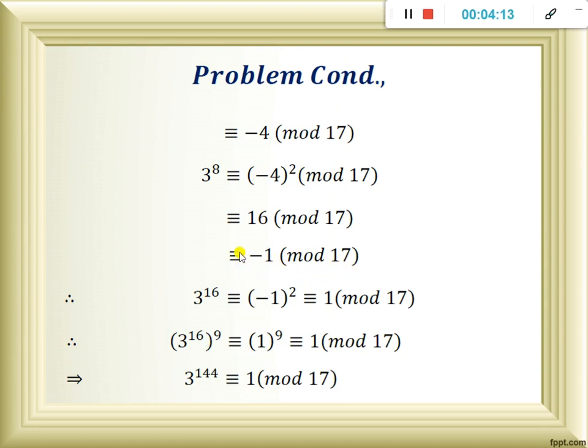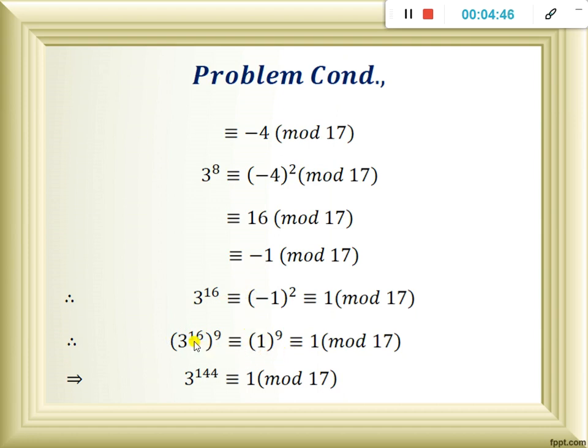Our aim is over now. The remainder of 3 power 8 is minus 1. Square one more time: 3 power 8 square becomes 3 power 16, and minus 1 squared gives plus 1. Therefore 3 power 16 is congruent to 1 mod 17. Why are we doing this much work? You can understand in the next slide.